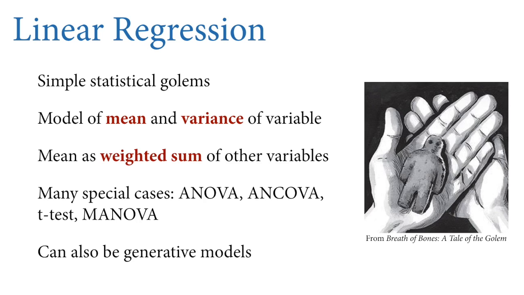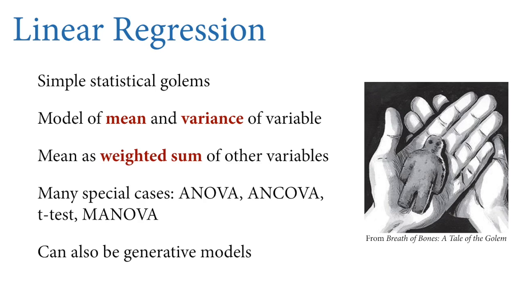So what are linear regressions? They're little golems, if you remember golems from the first lecture of the course last week, and they model the mean and variance of a variable. And that's it. And typically what we do is we make the mean some weighted sum of other variables, so that as those other variables vary, they change from case to case and observation to observation, the model makes a different prediction for the expectation or the mean of some variable of interest, which we usually call the outcome variable.